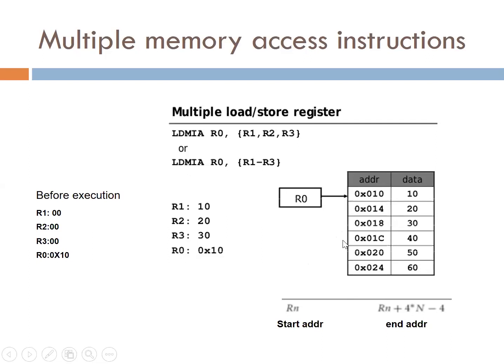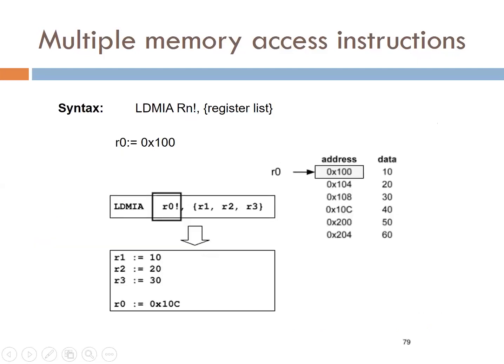Suppose if there is an exclamatory mark, R0 will be updated with this address. Suppose if there is no exclamatory mark, R0 will retain the same address. Okay, so this is the operation of instruction LDMIA. Now let us go for the next instruction.